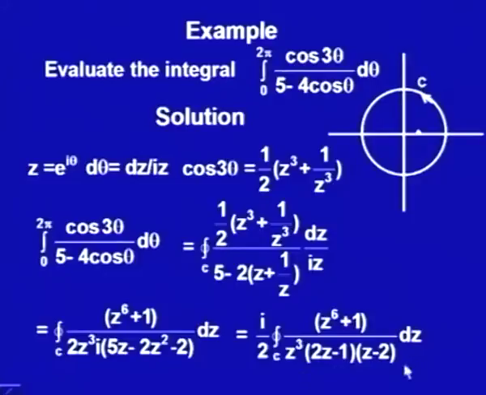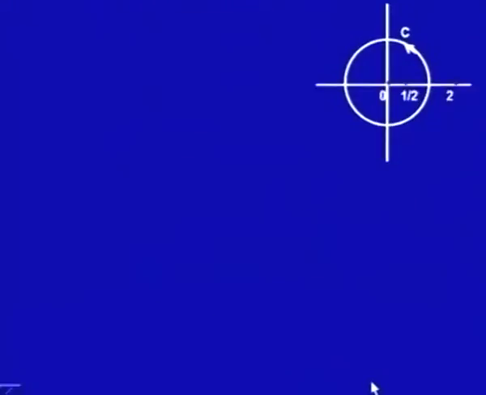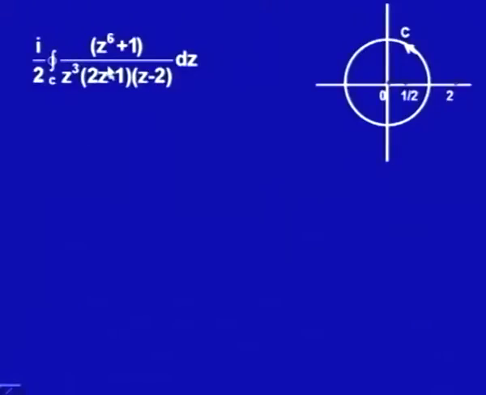Let us see what the zeros are. The denominator has 0 at z is equal to 0, z is equal to half and z is equal to 2. Now, let us see what kind of zeros these are, and accordingly what kind of isolated singularities we have for this function, and how many of those isolated singularities are lying inside our contour region. So, i upon 2, z to the power 6 plus 1 upon z cube, 2z minus 1, z minus 2, dz, this we have to evaluate on the unit circle.